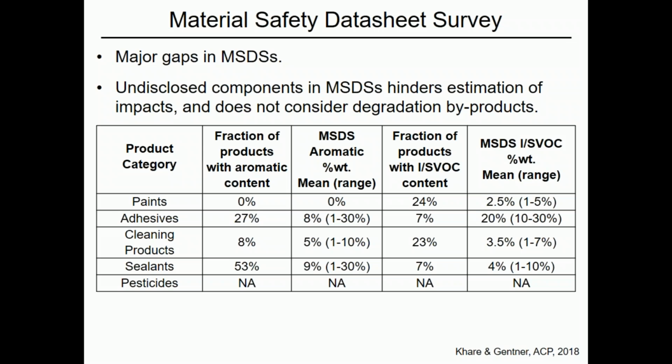So the MSDSs were a really interesting exercise and allowed us to constrain the relative use of aromatics and IVOCs, VOCs in some of the current products, but it has lots of gaps. By far, one of the most dramatic was pesticides, that I leave up here just to prove a point about how poorly they're disclosed. And from a number of our tests, we see a lot of IVOC content in them. So there's tons of uncertainties throughout this whole thing and a lot of knowledge gaps that have to be filled in.